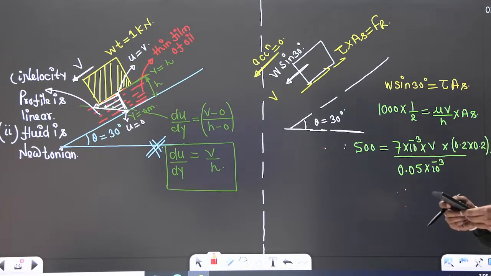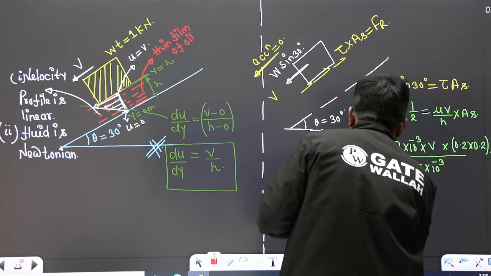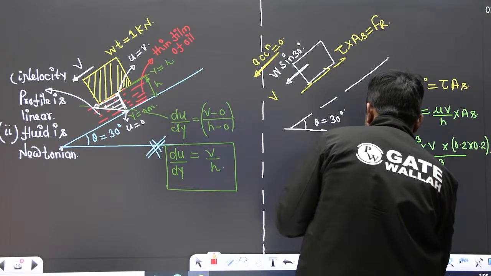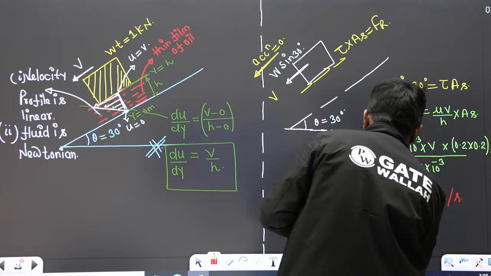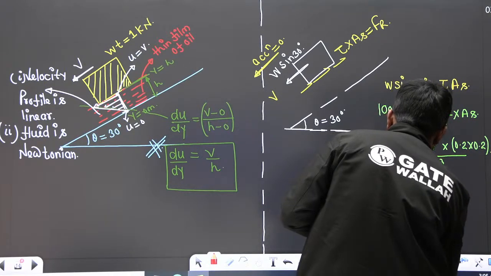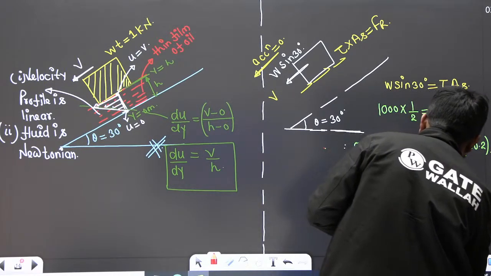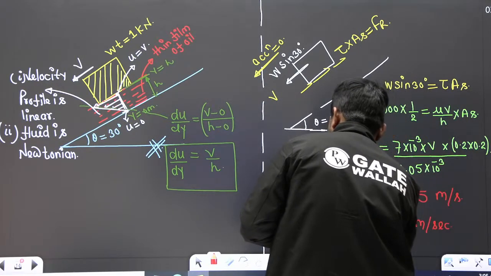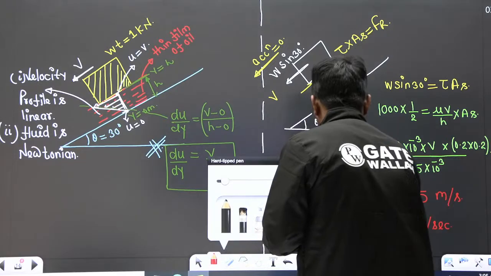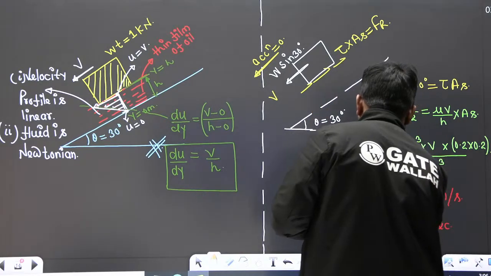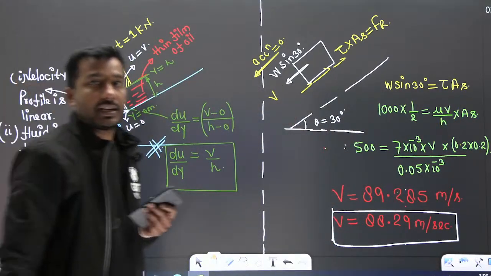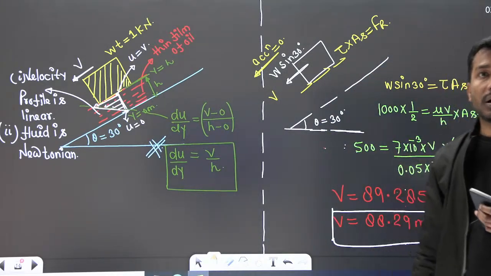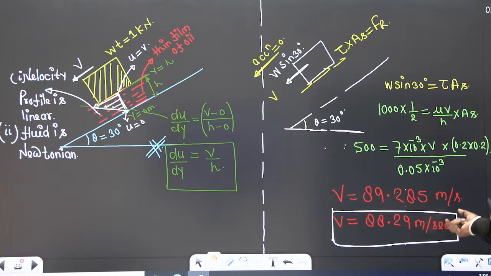So I think the terminal velocity will come out to be 89.285 meter per second. Clear? Or you can write that as 89.29 meter per second up to 2 decimal places. I think this is the correct answer. Yeah, Tejas. Clear? This should be the correct answer.